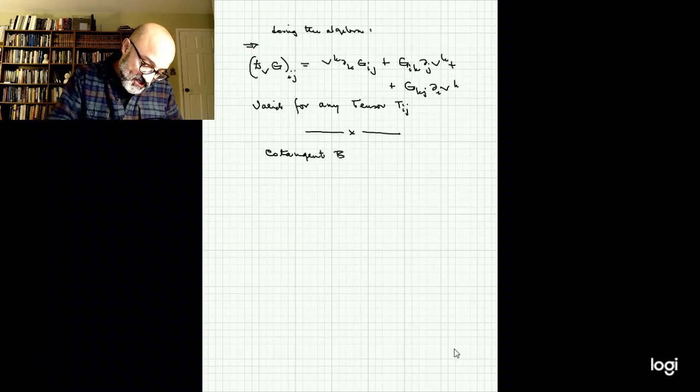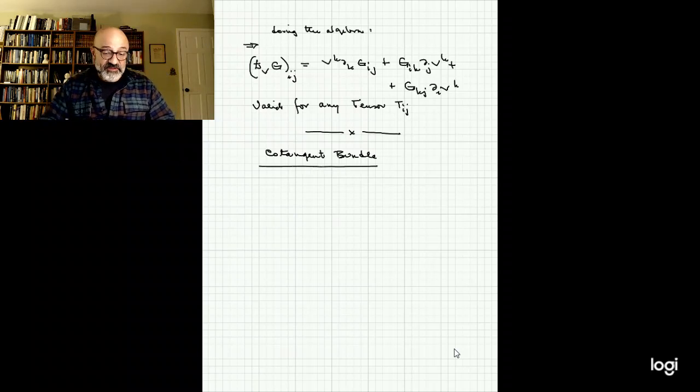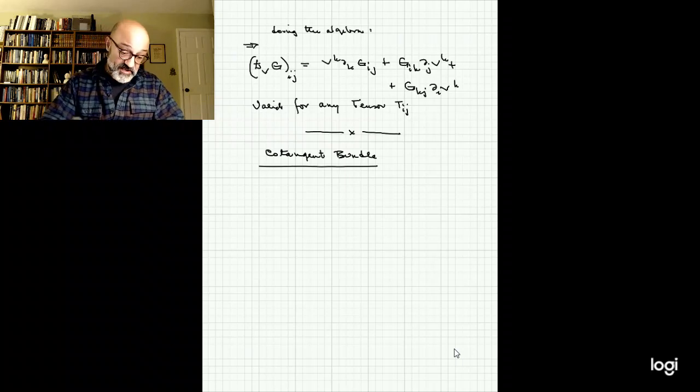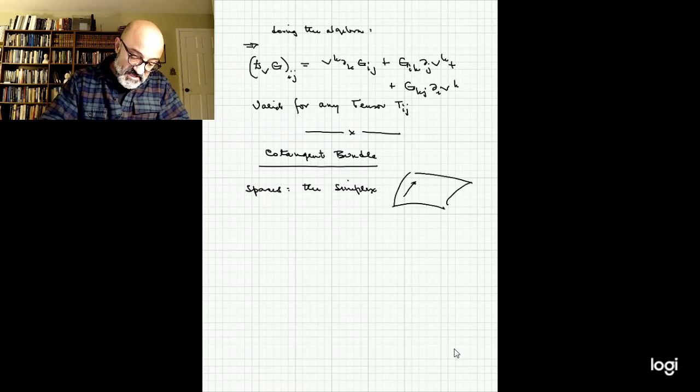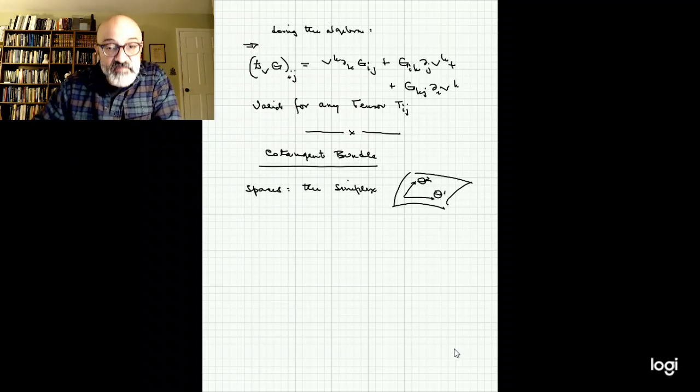The cotangent bundle. This is a funny space that we want to talk about. So basically we have several spaces of interest here. One of these spaces is the simplex. The simplex is the space of probabilities. Just coordinates theta, as many as you need, n dimensions.